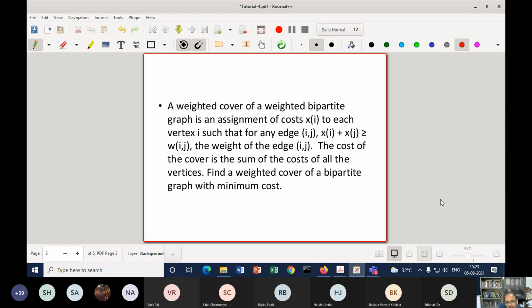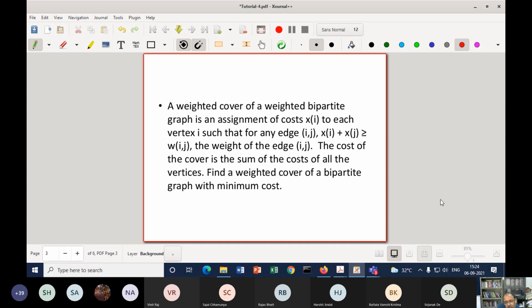So here is your first one. In graph theory, there is this thing called the weighted cover of a weighted bipartite graph. It's an assignment of costs x_i to each vertex i, such that for each edge ij, x_i plus x_j is greater than or equal to w_ij, the weight of the edge ij. So the input is a weighted bipartite graph, and you want to assign a cost to each vertex satisfying this property for every edge. And then the cost of the entire cover is the sum of the costs of all the vertices.